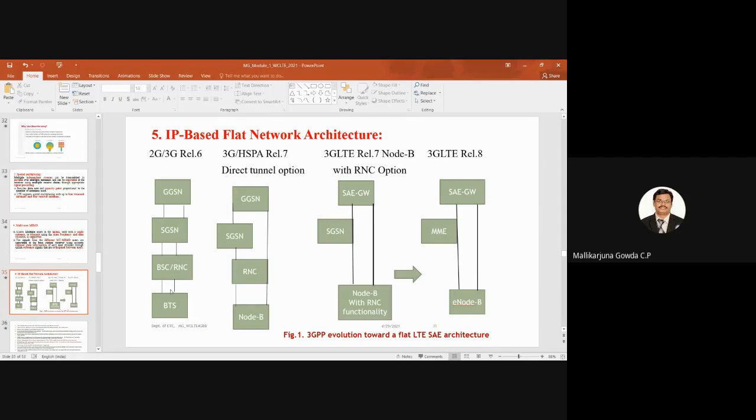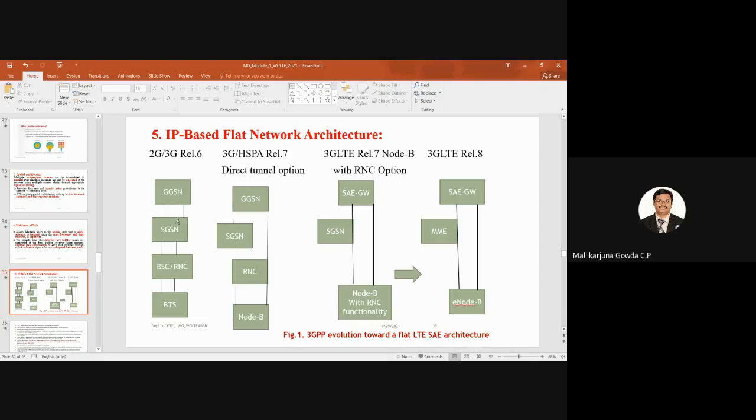I have shown two lines now. The purpose of these two lines is to say that one is for control, another one is for data. One is the control path, another one is the data path. From BTS to BSC, both the paths have to go through this network element, BSC. Then from BSC to SGSN, the serving GPRS service node, and then from there to the gateway GPRS service node.